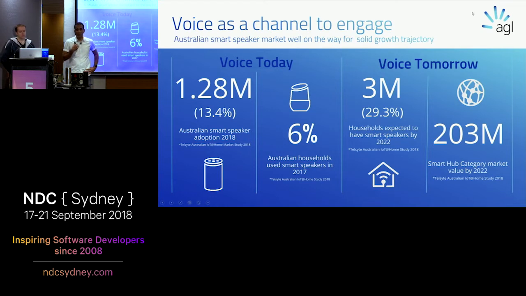So this is a growing channel, and you look at what's going to happen tomorrow. By 2022, there's a prediction that 3 million households in Australia will have a device. That's such a large number. So you'll have multiple devices in these homes, and you'll have 3 million houses with these devices. And you look at the smart hub category market itself in Australia, it's going to be valued at $203 million. This is a huge market. And you find the use of voice everywhere, when you're driving a car, in your house, and so on and so forth. So it's also one of the cool things to do these days. But that's not the only reason that we got into it.